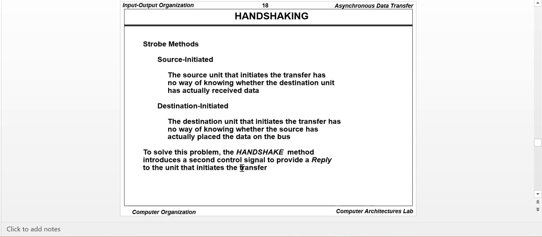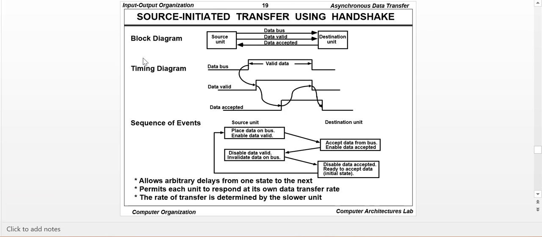So to solve this problem, we go in for a handshake method, where a second control signal, which is called a reply signal or an acknowledge signal, is also initiated. So let us see the block diagram of source initiated transfer using handshake. You will see in the block diagram, you have the source unit and you have the destination unit. Along with the data bus, you have two control signals now. One control signal is a data valid signal and the other one is a data accepted signal.